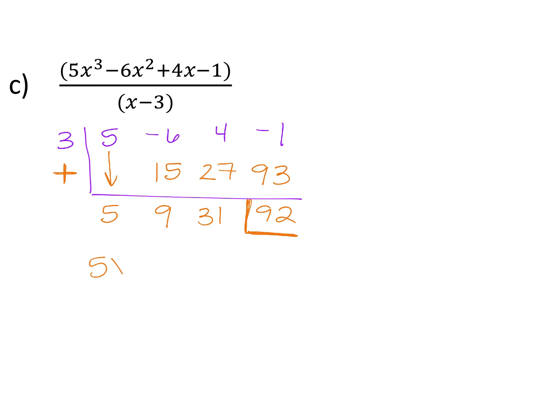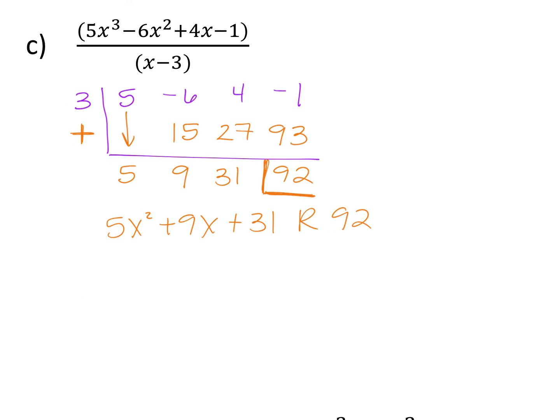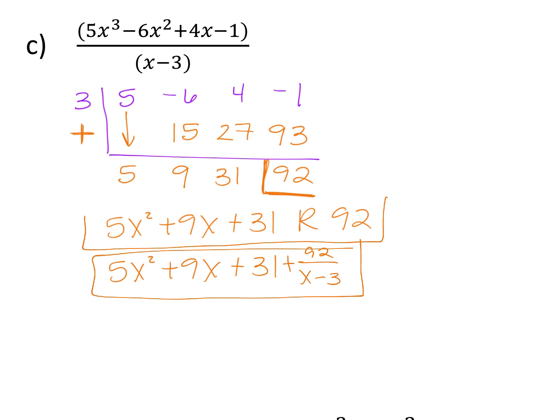So this is going to be 5x squared plus 9x plus 31, remainder 92. Or, if you like it the other way, you may write it as 92 over x minus 3 added to the end of that. Either one of those. Questions on that? Okay, so that's synthetic division.